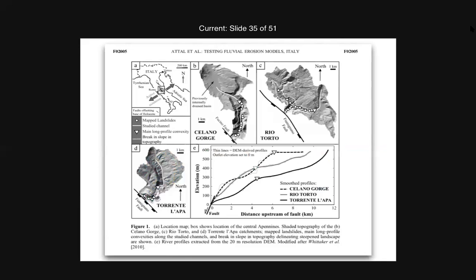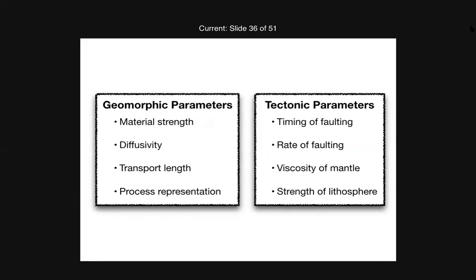Things like work on the Mycenaean salinity crisis, inferring mantle viscosity from Lake Bonneville shorelines, and the morphological dating of fault scarps. So I think we can consider that there are some number of model parameters that we would like to back out from topography. These might include material strength, diffusivity, transport-like scales, how we represent a process, the timing of faulting, and so forth. And in reality, we don't know what the actual answer is, so it's very difficult to assess if the methods that we have are able to actually distinguish between alternative options.